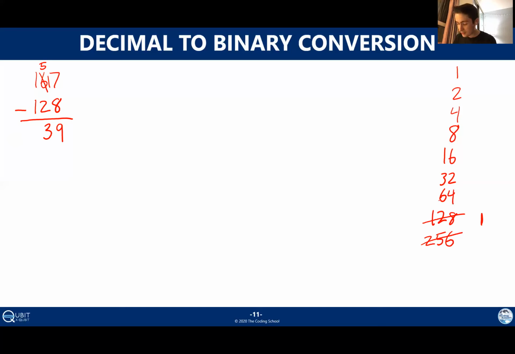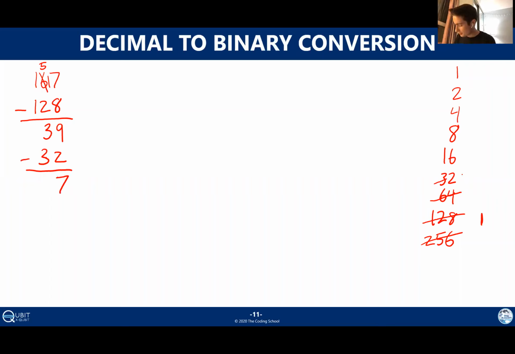Next up, 64 exceeds 39, so I just cross it out. 32 is less than 39, so I'm going to go ahead and subtract that. The nice thing about this technique is if you ever mess up and you accidentally subtract a number you shouldn't have, you'll get something that's negative, and then you know you've messed up. You should always stay in positive numbers here.